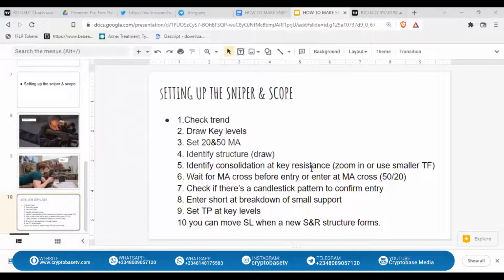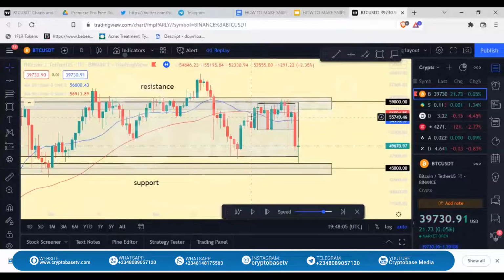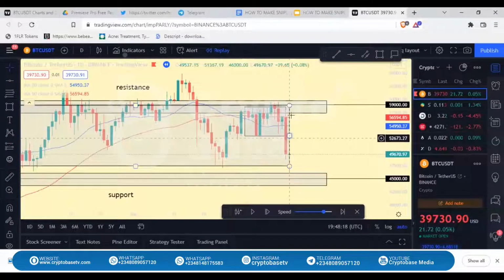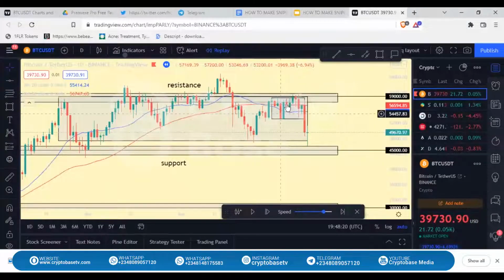Now, I've talked about waiting for the EMA cross, and our EMA has crossed successfully right here. Now, you can check for a candlestick pattern. I made a video on candlestick chart patterns some days ago. You can head on to Crypto Base Media on YouTube and see those candlestick chart patterns. There's Doji, Bullish Harami, Three White Soldiers, Morning Star, Evening Star, etc. So we see a bearish candlestick pattern right here. That's another confirmation for you.